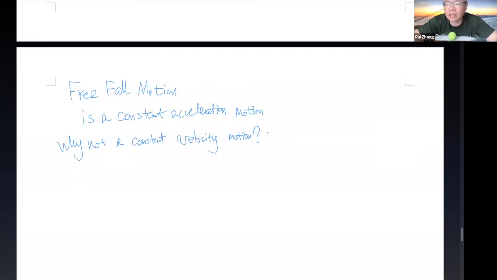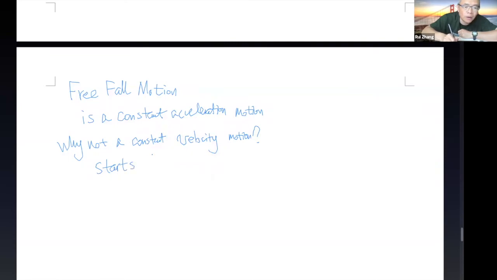Does that make sense to you guys? This is purely kinematics. I didn't talk about anything about gravity or where the acceleration comes from. It's just based on the observation that this thing starts from rest. So it cannot be a constant velocity motion. The answer is because it starts from rest.